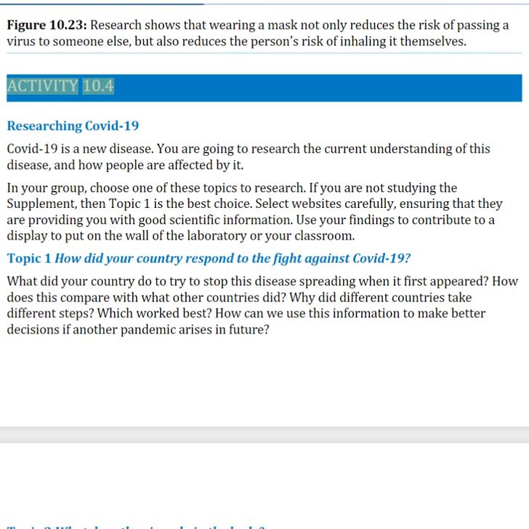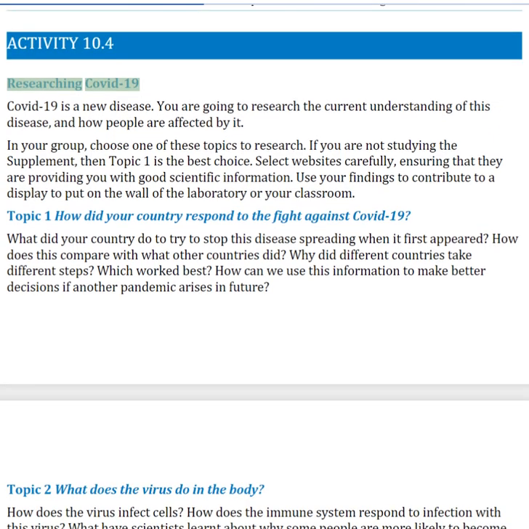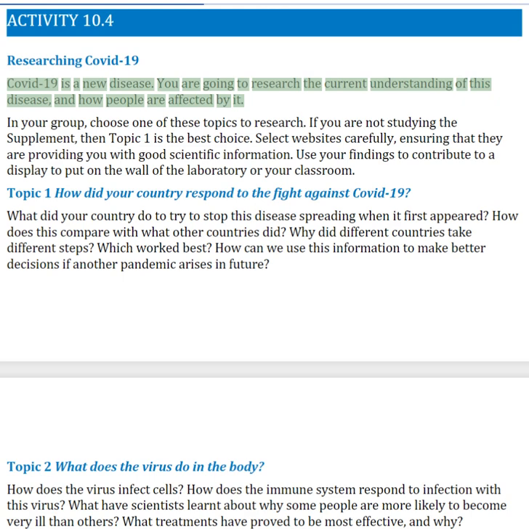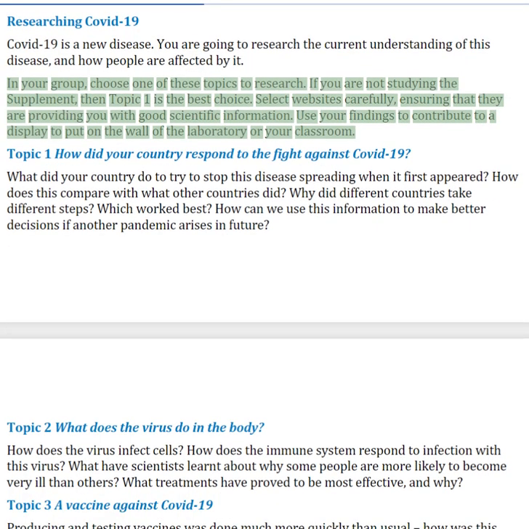Activity 10.4. Researching COVID-19. COVID-19 is a new disease. You are going to research the current understanding of this disease and how people are affected by it. In your group, choose one of these topics to research. If you are not studying the supplement, then topic 1 is the best choice. Select websites carefully, ensuring that they are providing you with good scientific information. Use your findings to contribute to a display to put on the wall of the laboratory or your classroom.